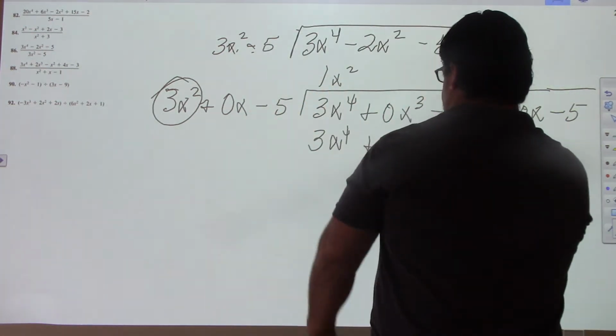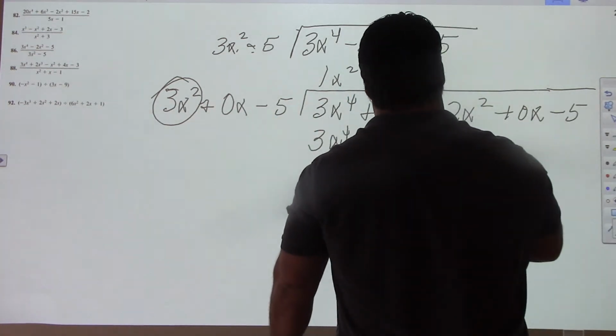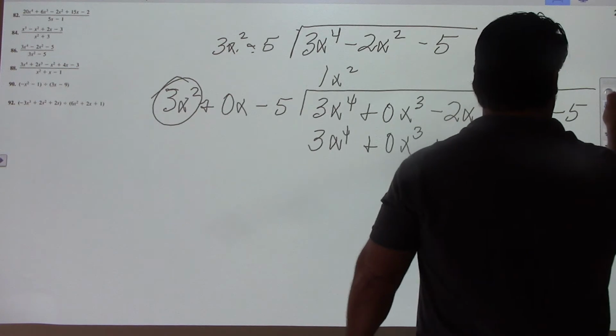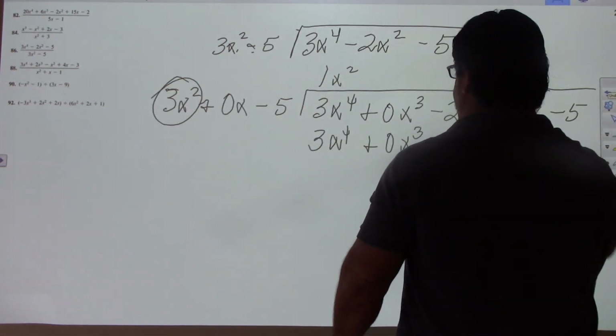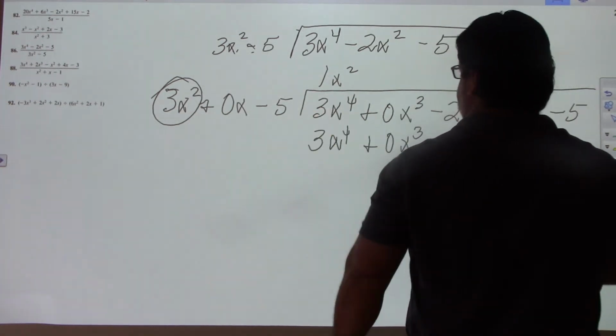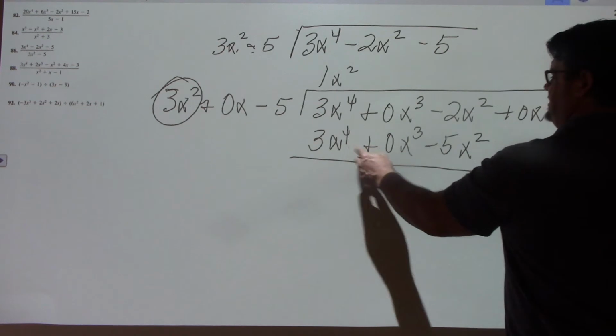1 times 0 is 0. X squared times x is x to the third. 1 times -5 is -5. And x squared times x to the 0 is, look at there. See how everything lines up?